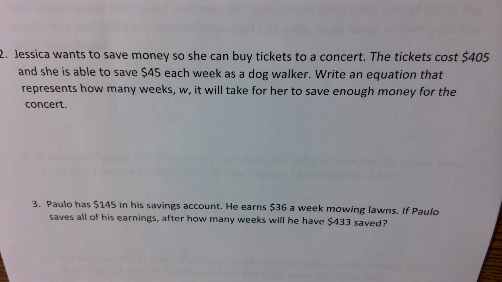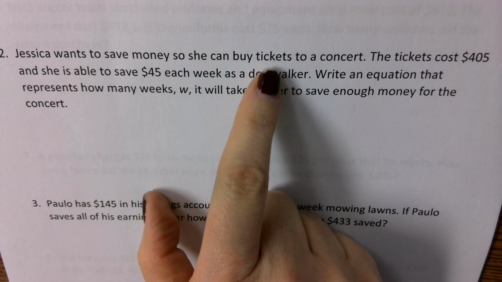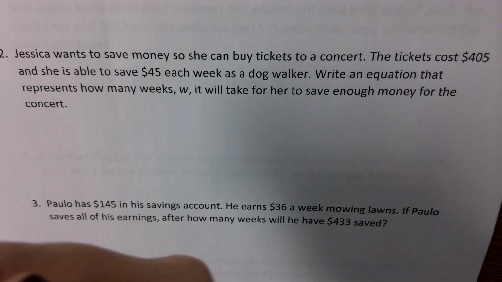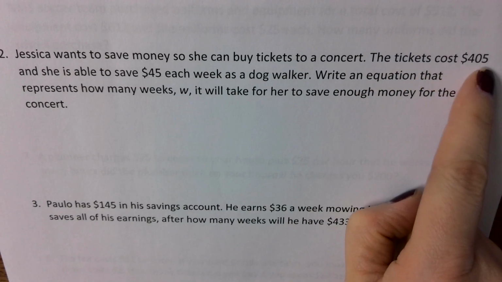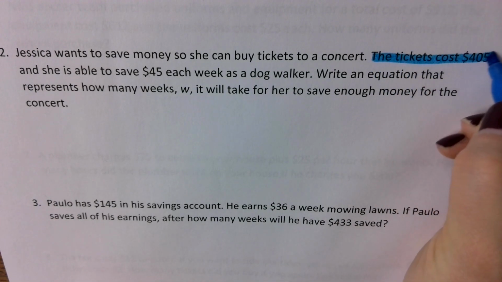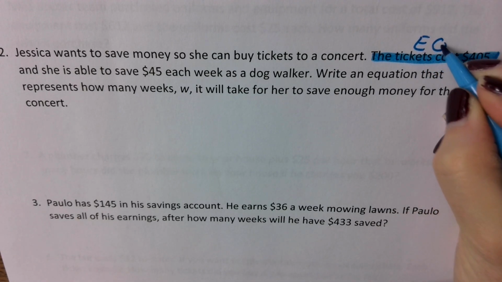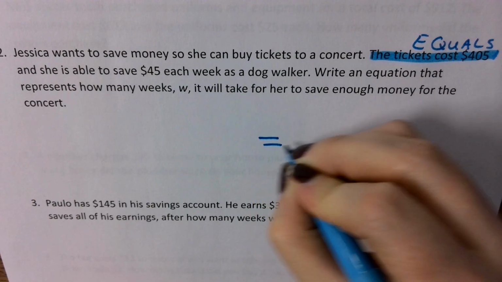So here's the thing. What is her goal in mind? She wants to save money so she can buy a ticket, right? So she needs to have enough money to equal the cost of a ticket. Do we know the cost of the ticket? Yeah, this is what it's equal to. So this is going to be our equals value. How much money she needs to have in order to be able to purchase the actual ticket. So when we create our equation, this is what it's going to be set equal to.